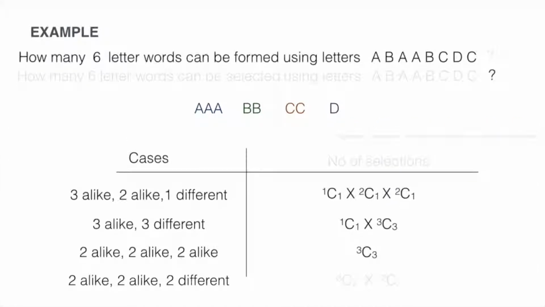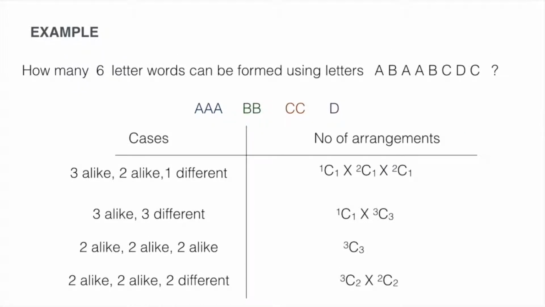Let's move to the original problem of finding the number of words. In words, we are not just concerned about the selection of letters but their arrangements as well. Let's start with finding out the number of ways in which the first set of letters can be arranged. We will use the formula which we derived earlier for arranging n objects, of which p are alike, q are alike, r are alike. We have 6 objects, so we get 6 factorial. But 3 are alike and 2 are alike.